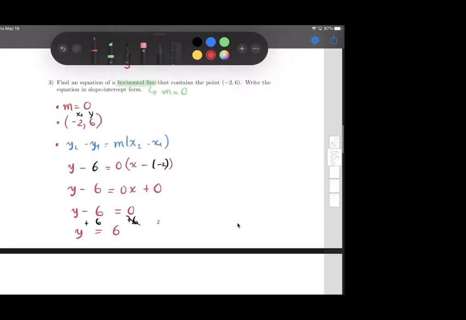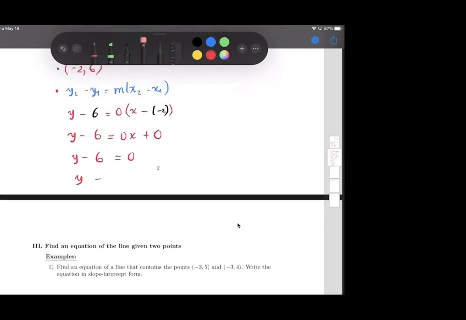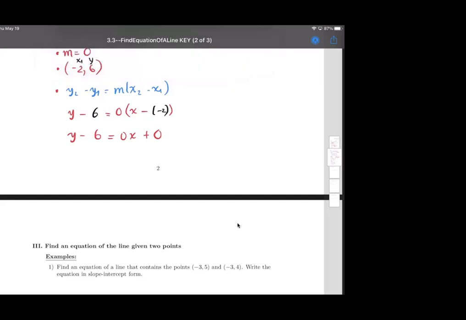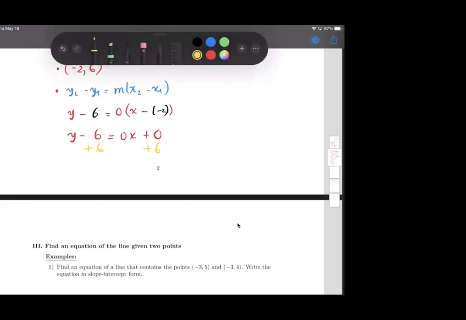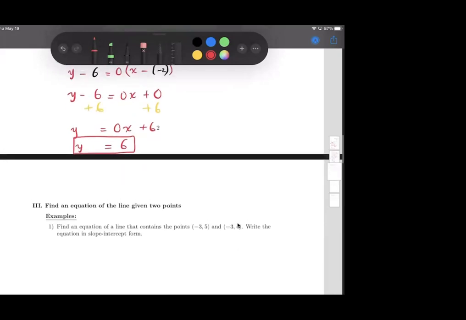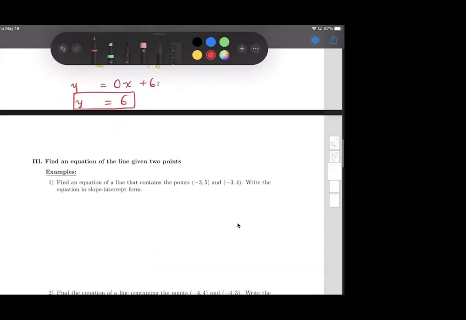I'll leave it like that. Let me write it here. So add 6. I'll use yellow. Plus 6. So y equals 0x plus 6. 0x is 0, so y equals 6. Maybe that's better. Okay, all right.